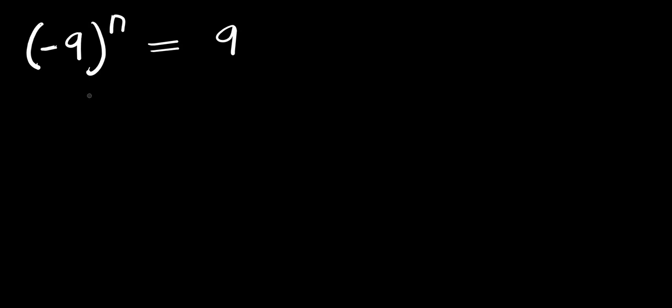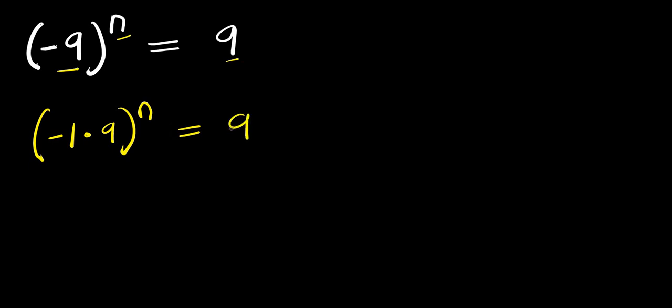Hello, how to solve negative 9 to the power of n equals 9? Solving for all values of n that satisfy this equation. So we simply express negative 9 as negative 1 times 9 raised to the power of n equals 9.